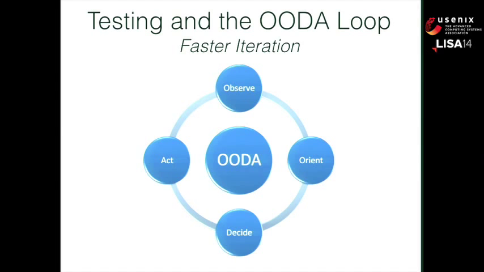Then you observe the results of that, you orient, you decide, you act, and the idea is the faster you can go through this loop, the better off you are. And this applies to all sorts of things we do. You can think about it during on-call emergencies and stuff like that. It's a very useful framework, a simple tool for a lot of the stuff we do.